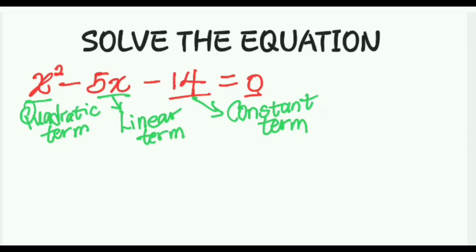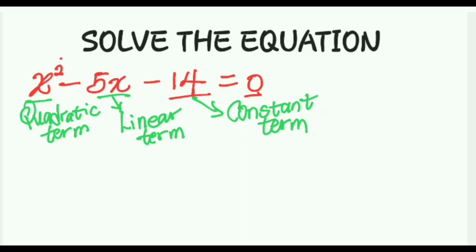Solve the equation x squared minus 5x minus 14 equals 0. This is a quadratic equation. Why? Because the highest power of the unknown here is 2. Alright, so there are different methods of solving a quadratic equation.